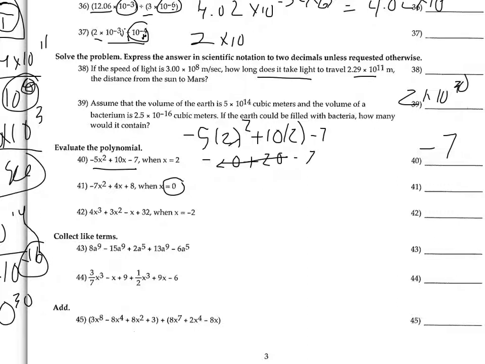Plugging 0 into here. When we plug 0 in for here, that kills that. When we plug 0 in for that, that gets killed. So we really are just going to get 8 there.